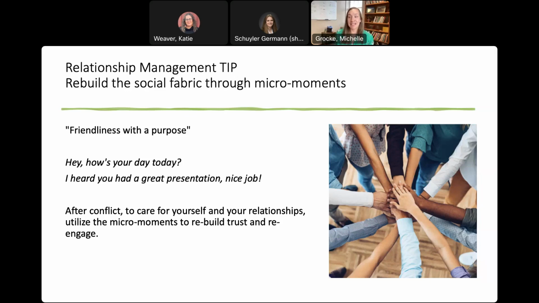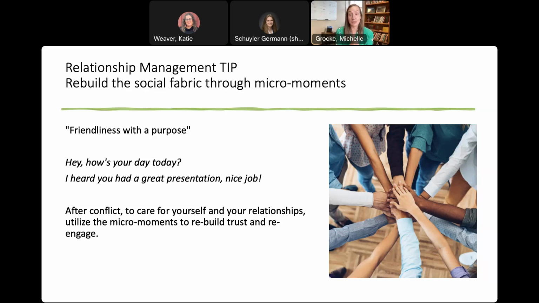Research says that 17 micro moments with another person post-conflict is on average what that person might need to say, you know what, let's keep that in the past and let's move on. So little things like asking someone, hey, how's your day going today? I know we had something happen last week, but let's move forward and really work on that relationship management. I heard you had a great presentation. Nice job. Right. So after the conflict, it's not just all said and done, but that's really when we hone in on this relationship management piece of that emotional intelligence.